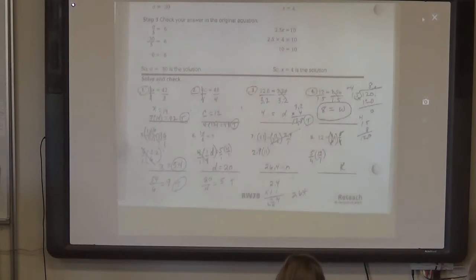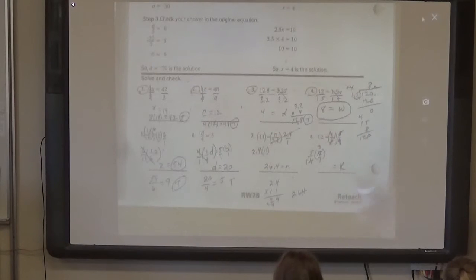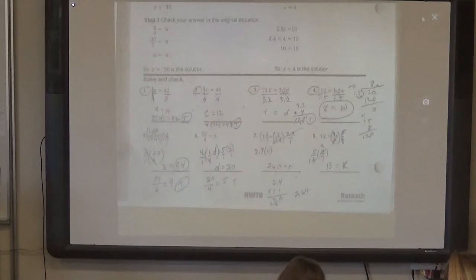And then reduce 4 and 12 in this multiplication problem. 12 over 4 is 3 over 1. And K equals what? 3. Multiply 5 times 3. 15. Sorry, it happens.